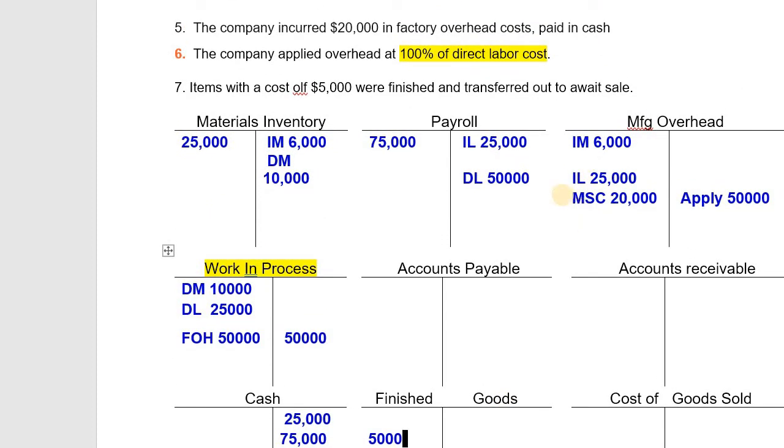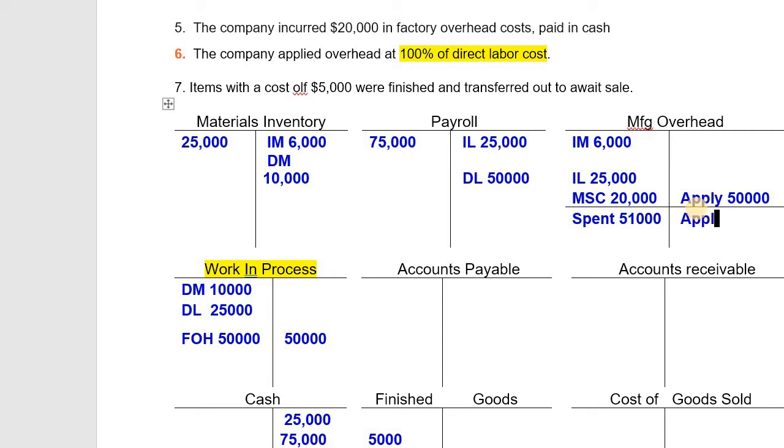Now, one thing we have to observe, let's observe it right now, right up here in our overhead account. See, we spent 6 and 20 is 26 and 25 is $51,000, and we applied $50,000. So we spent $1,000 more than we applied.